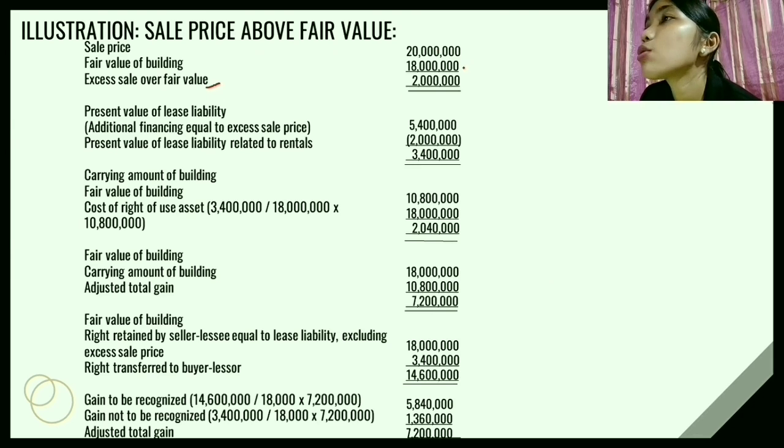Makukuha po natin siya as 2 million pesos. Now po, kukunin naman po natin yung present value of lease liability related to rentals. Paano po natin siya makukuha?